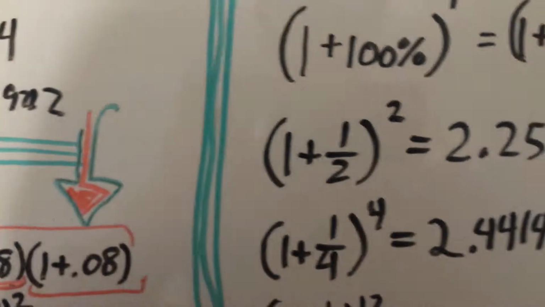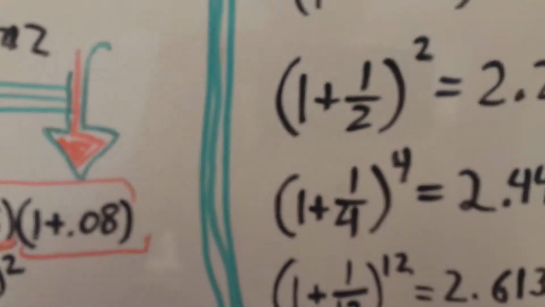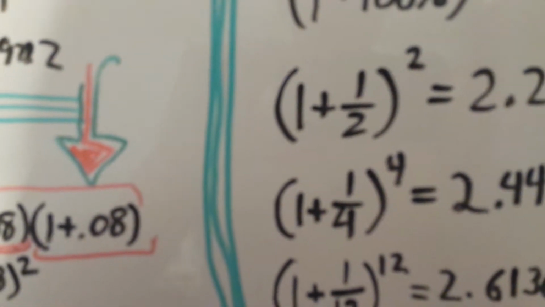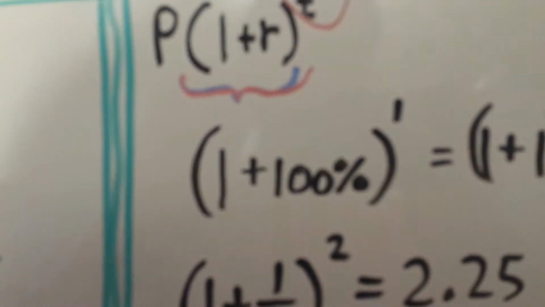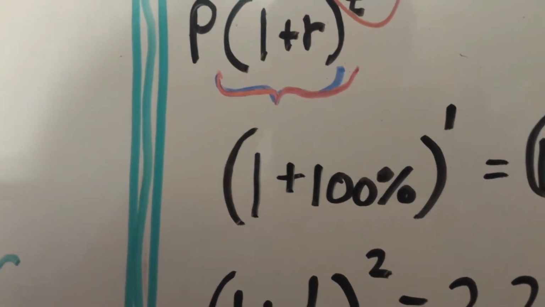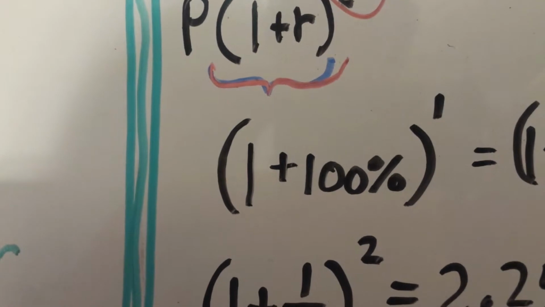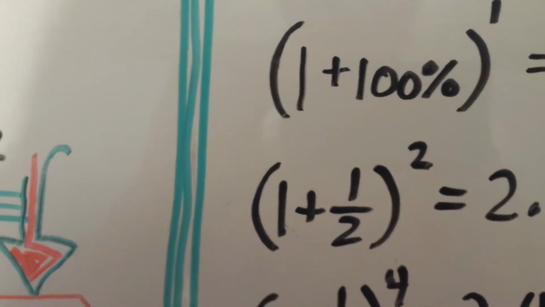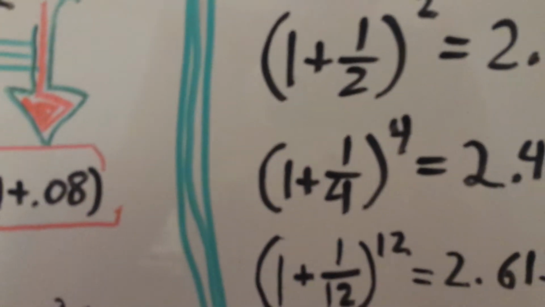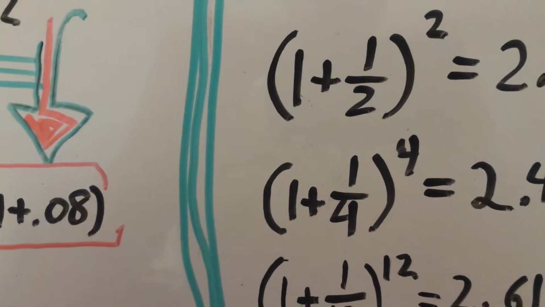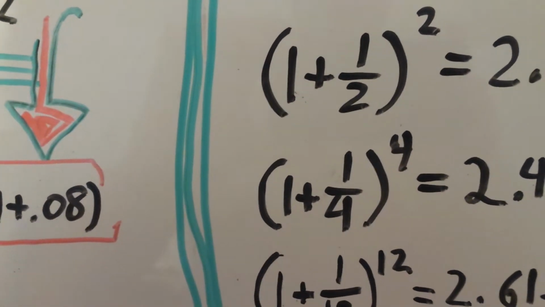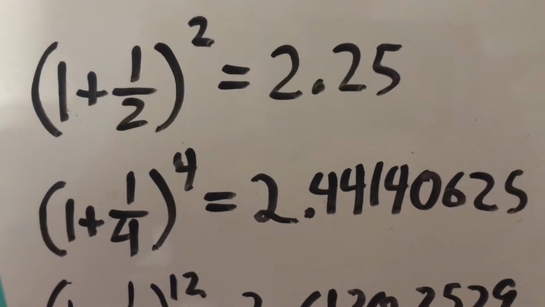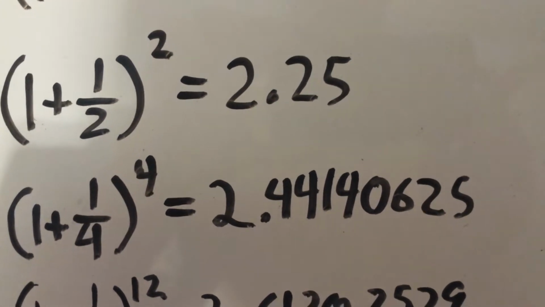Okay. Well, let's suppose that there's another deal where, instead of compounding half of the interest 2 times after a 1 year cycle, you're going to compound a quarter of the interest 4 times a year. Well, then you'll get about $2.44.